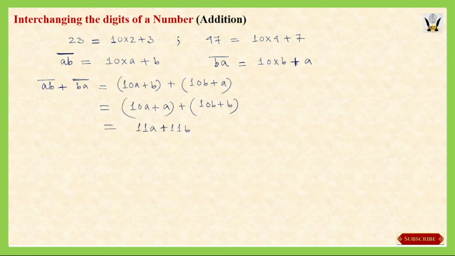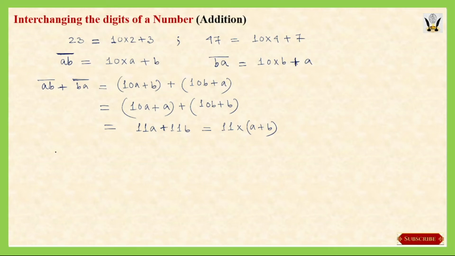Now in this addition, in both the parts of this result, we have 11 as the common factor. So this can be further expressed as 11 multiplied by (a plus b). That means we can conclude here that when we have a two-digit number, and if we interchange the digits of that two-digit number, and if we add those two numbers, then the result of addition will have two factors. One is 11 and the other factor is a plus b.